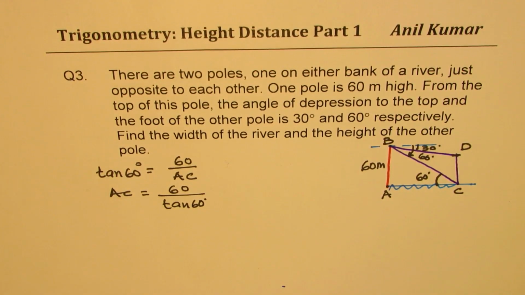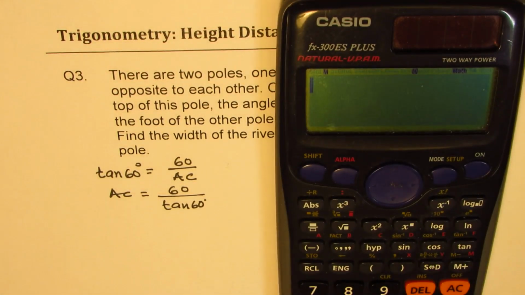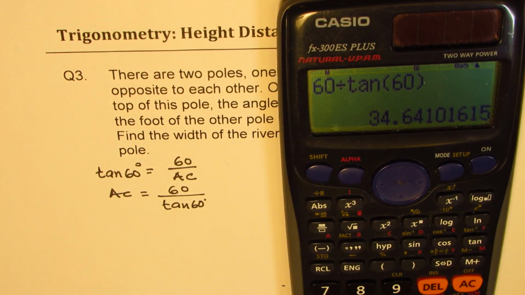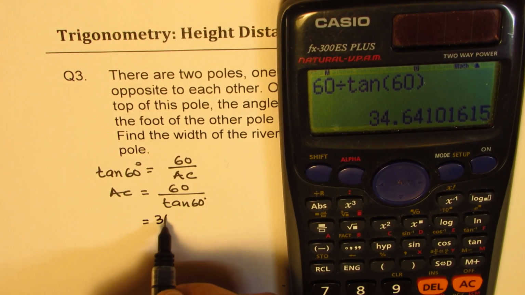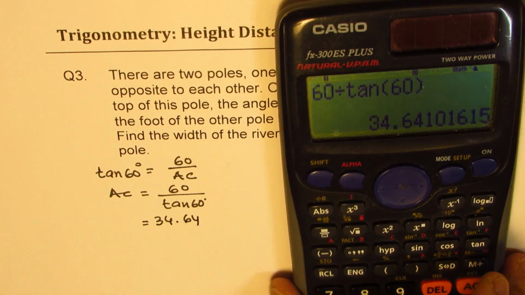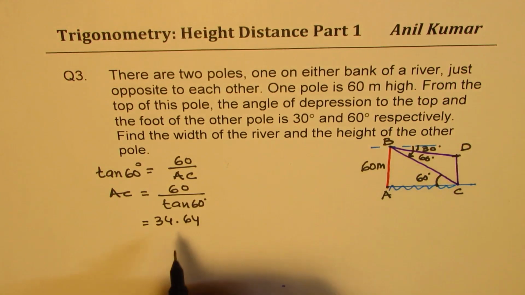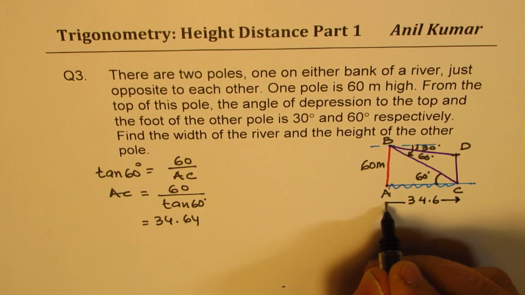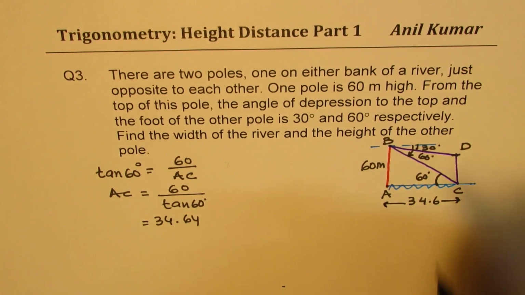Correct? You know this special triangle, so you could use square root 3, but we'll use the calculator for the time being. So we have 60 divided by tan of 60 degrees to get the answer, which is, let's write in decimals, 34.664. So let's say we are assuming to round them to one decimal place, so I'll write this as 34.6 as my width, right? Now, we need to find the height of the pole. Now, how do I get the height of the pole?